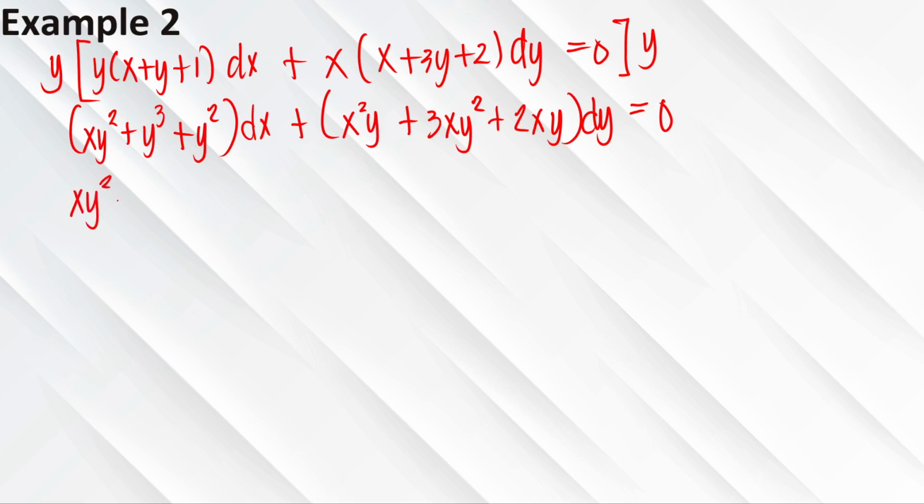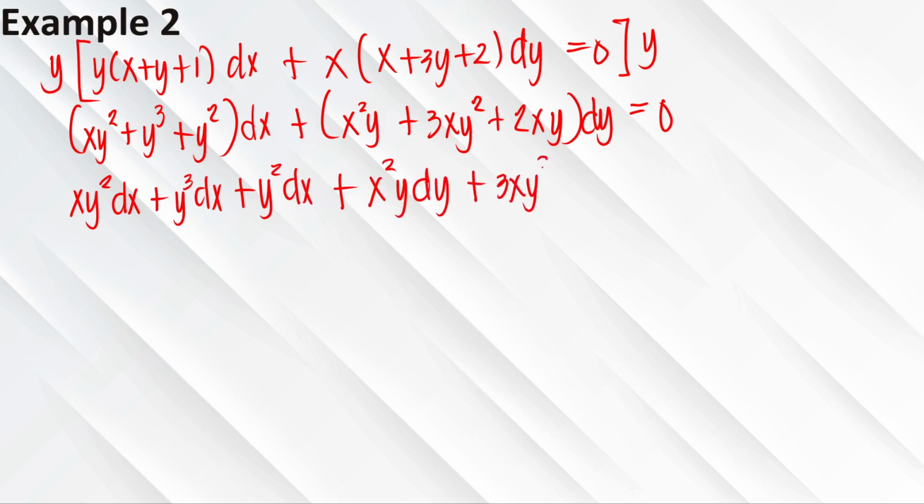So, xy squared dx, sorry, plus y cubed dx plus y squared dx plus x squared y dy plus 3xy squared dy plus 2xy dy equals 0. Sino ang pwedeng katabi ni xy squared? Ang katabi ni xy squared is kung ang y squared ang u natin, ang du niya dapat is 2y dy.